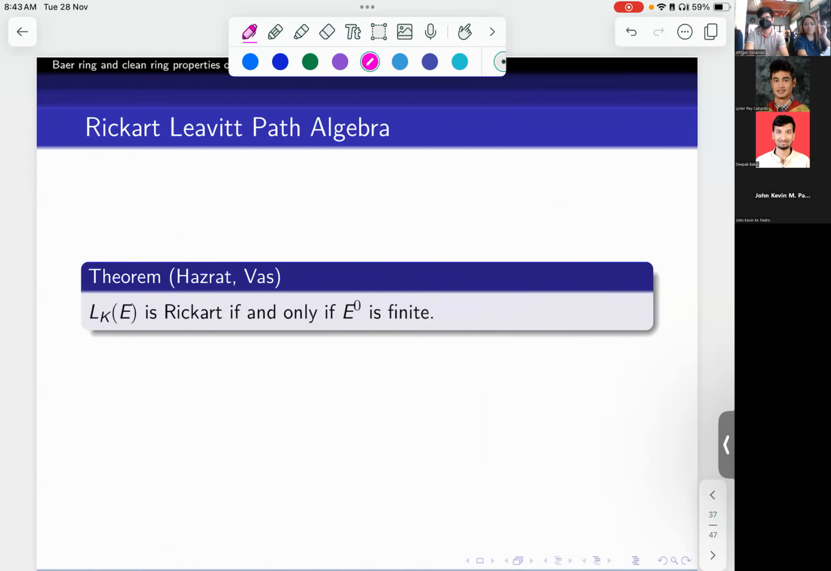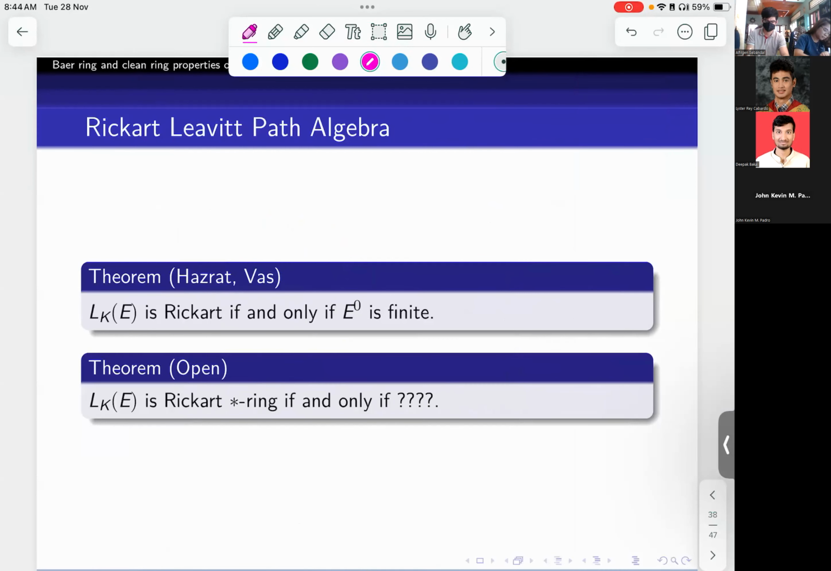The next result is quite interesting. This says that L_K(E) is Rickart if and only if the vertex set E^0 is finite. So most of the algebras that we would consider are going to be Rickart. Now for Rickart star rings, no such characterization is known, and this has been left open.